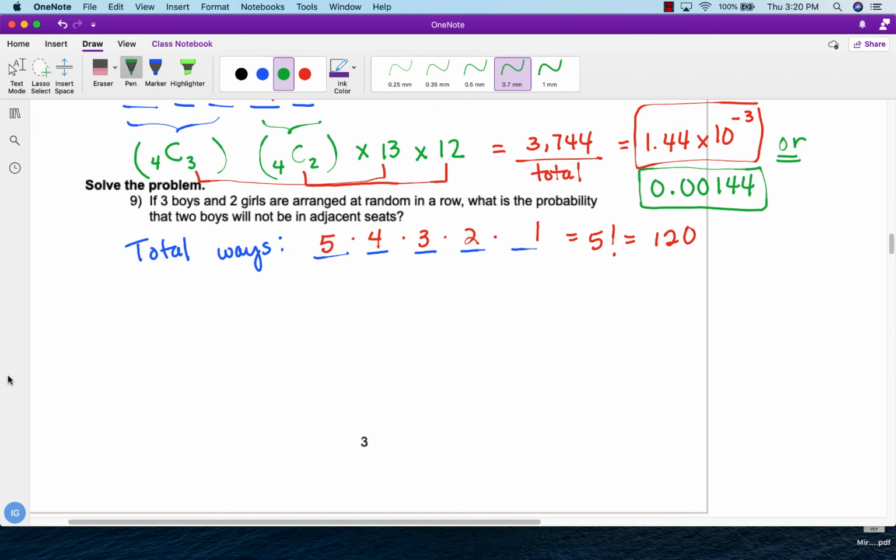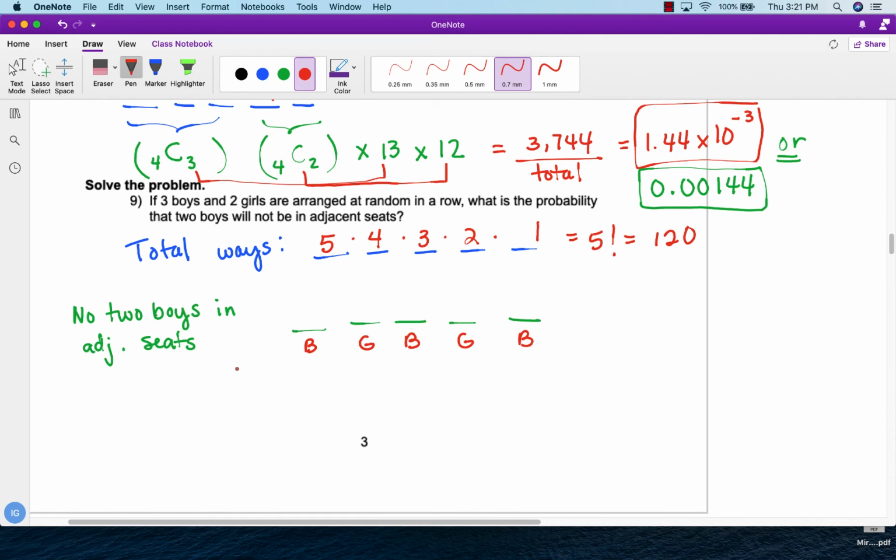Okay, so no 2 boys in adjacent seats. Okay, so no 2 boys are sitting next to each other, basically. So let's make a note here. No 2 boys in adjacent seats. Okay, 1, 2, 3, 4, 5. What does that mean? I'm gonna have to sit a boy, a girl, boy, girl, boy. No boys sitting next to each other. Okay. This is actually the only possible way to sit them, if we think about this.